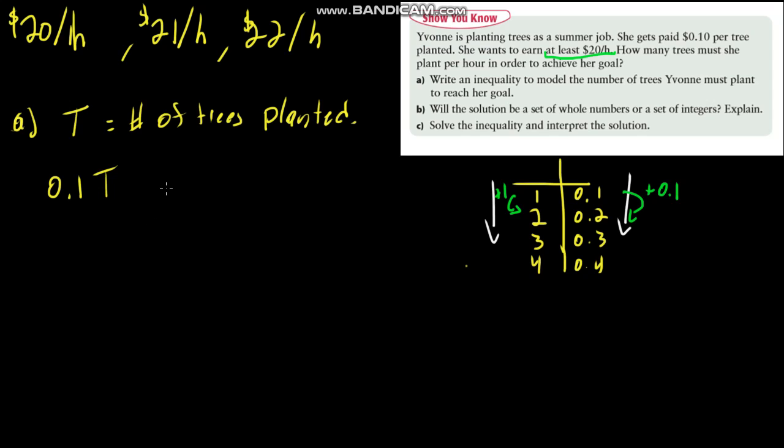Now, we want this to be at least $20 an hour. It could be more than that, but it has to be at least $20 that we want to have. So let's set our inequality by saying that the amount of money that she would get, which is 0.1 times the number of trees that she would plant, would be greater than or equal to $20. So this is representing the amount of money that she's going to earn. Amount of money made.